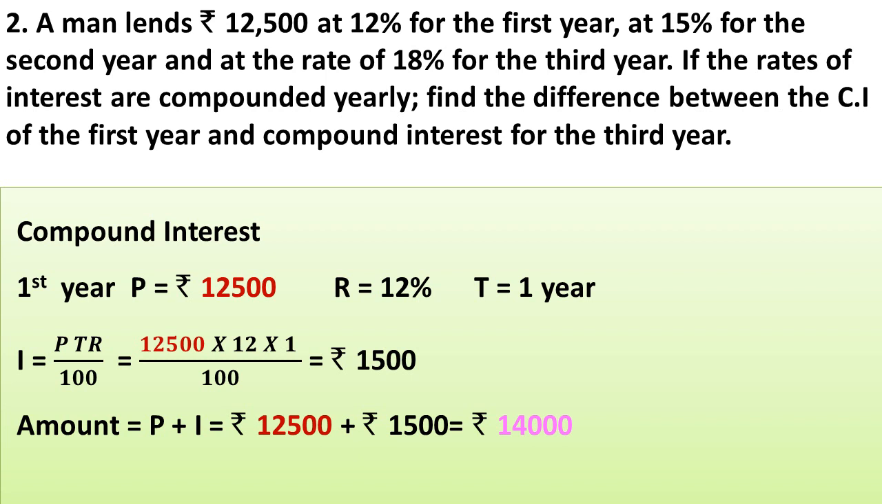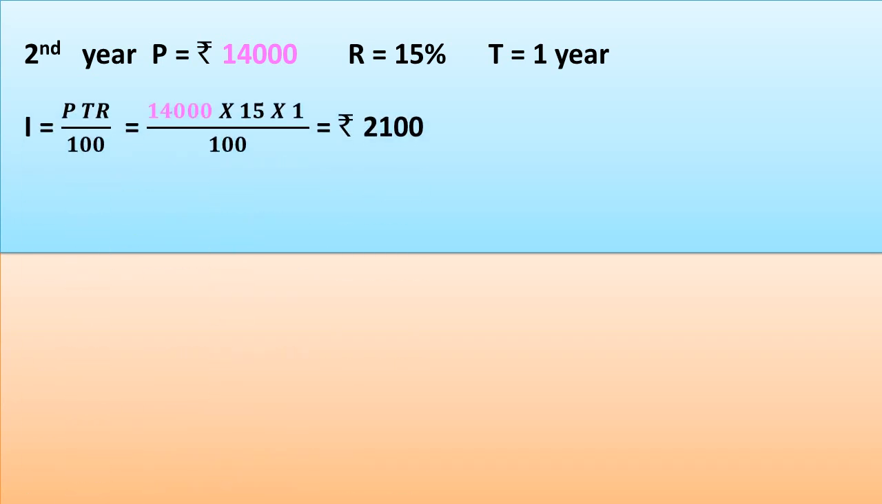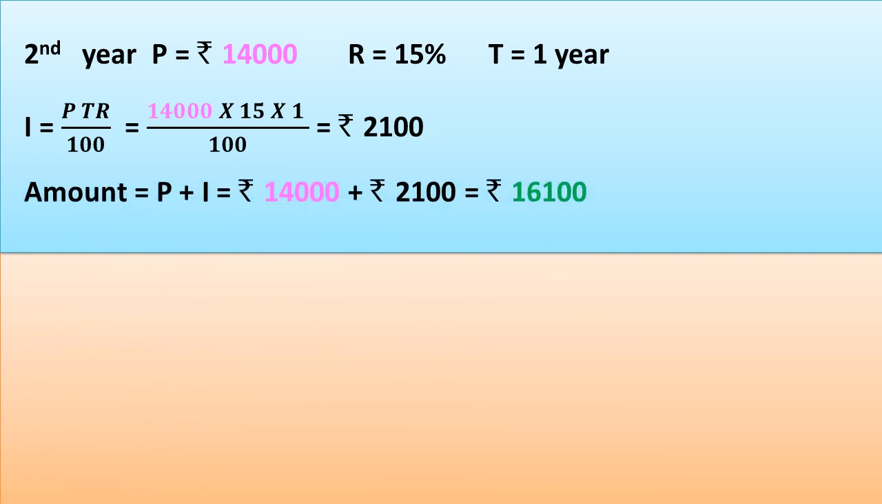So the second year rate of interest varies from 12% to 15%. So consider the amount of rupees 14,000 as the principal for second year and the rate of interest as 15%, and the compound interest will be equal to rupees 2,100. Amount is equal to 16,100. This is the amount to be paid at the end of the second year.